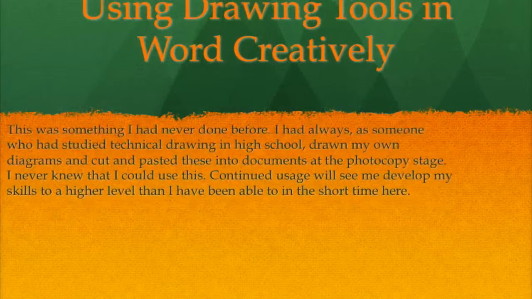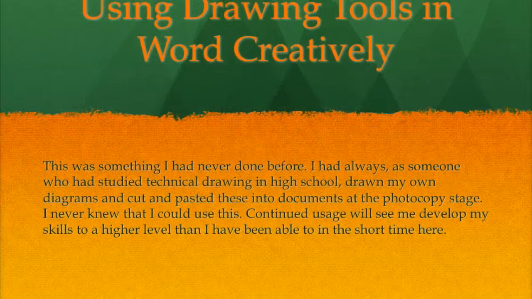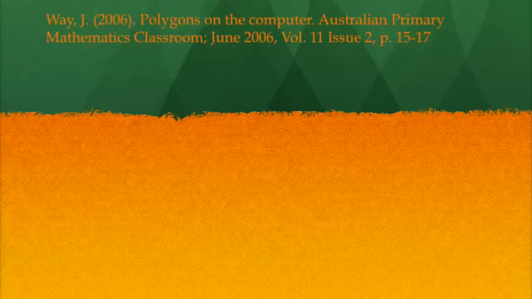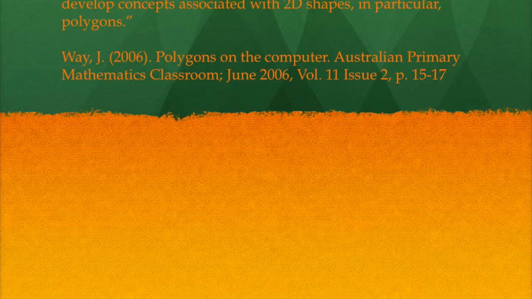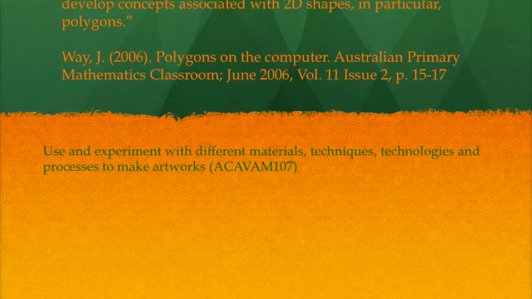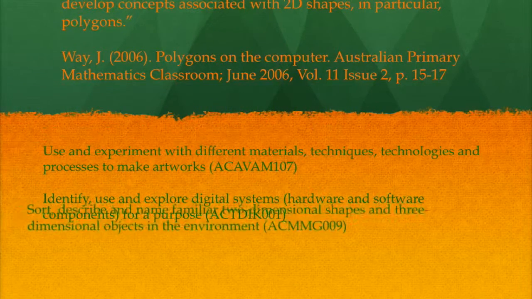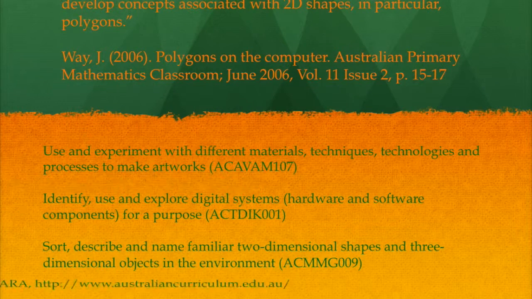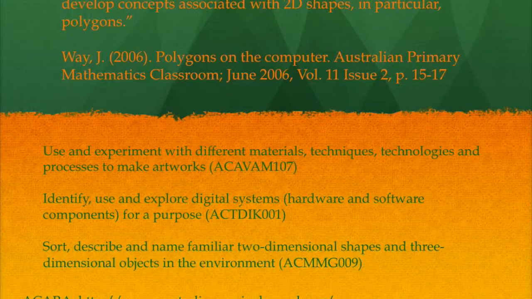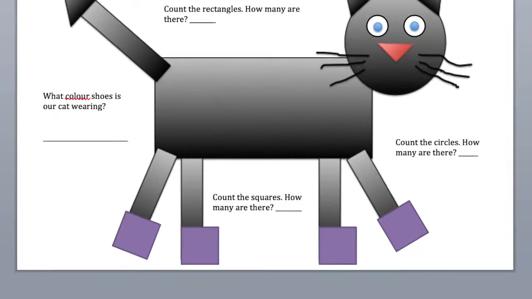Using drawing tools in Word was a totally new experience for me. Having previously had experience in technical drawing, I've always simply drawn my own pictures and then did the cutting and pasting at the photocopier. I never realised that this part of the program existed. For young learners, I thought it would be good to look at simple techniques, shape recognition, counting and manipulating shapes. Moving the shapes around on screen to create the cat uses fine motor skills, hand-eye coordination, and relates to the tangrams that will be used in later stages in mathematics.